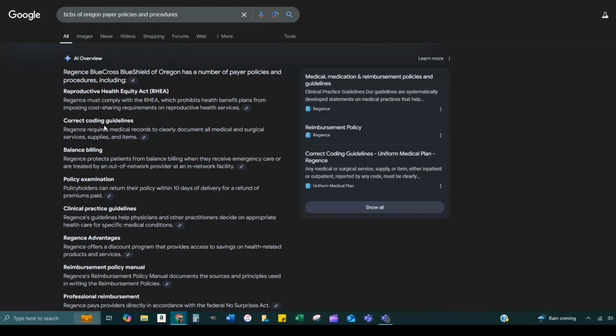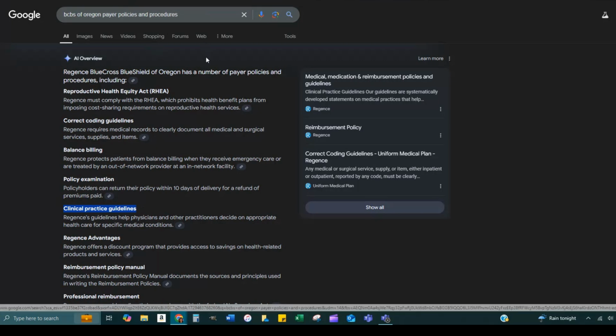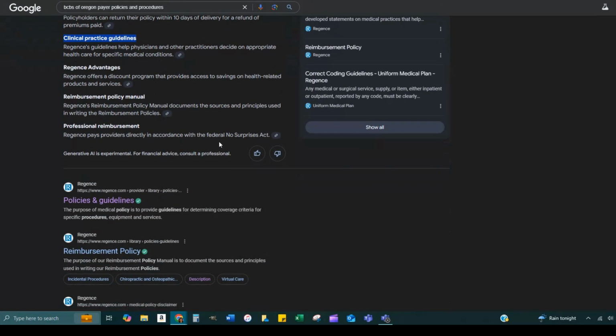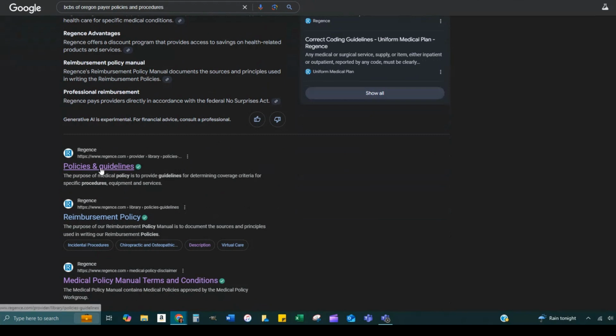You can see they have a bunch of different titles and different categories: correct coding guidelines, here's for your RCM, balance billing, policy examination, clinical practice guidelines. This is going to give you policies and procedures, not just for revenue cycle, but also for their clinical side. That's what's so nice about this because sometimes as a coder biller, you have to know their clinical guidelines in order to bill appropriately. But I'm going to scroll on down and I'm going to come to the first option here, which is policies and guidelines.